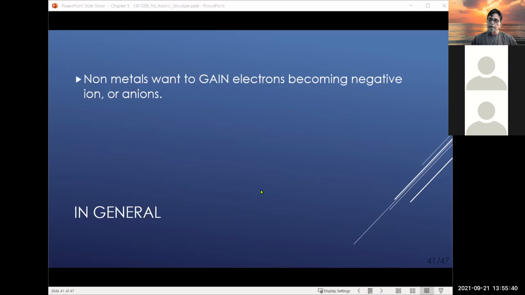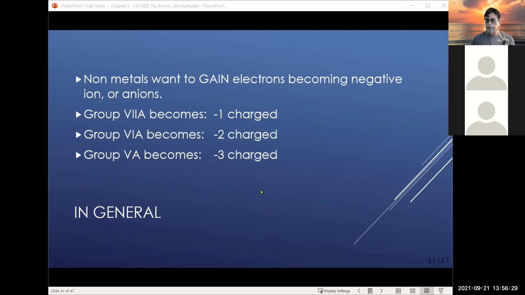All right. Nonmetals want to gain electrons. It depends on the conditions, but we will focus mostly on the metals and the nonmetals, because the metalloids depend on the conditions. So nonmetals want to gain electrons and, like I said before, metals want to lose electrons. That's all we're going to worry about. So they become negative in charge, and here's their special name: they become anions. Anions are nonmetals that have gained electrons to become ions. So group 7A, like I stated, has a negative 1 charge, negative 3 for 5A, and negative 2 for 6A.